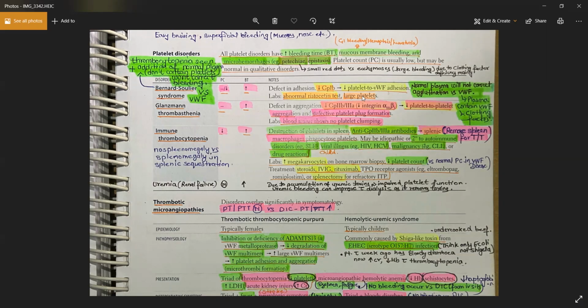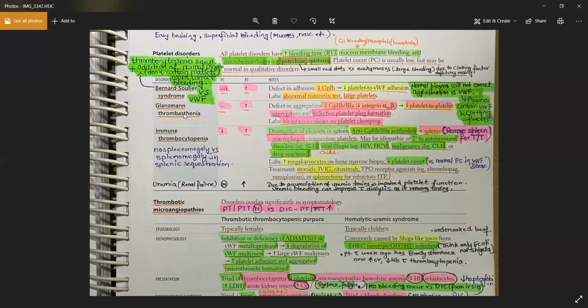This is a very important thing. The presence of these large platelets will help you differentiate it from von Willebrand factor disease. Very important to note. And the blood smear will show no clumping, right? And you will have an increase in the bleeding time, and the platelet count will be absolutely normal, or sometimes slightly decreased. Any doubt on that?